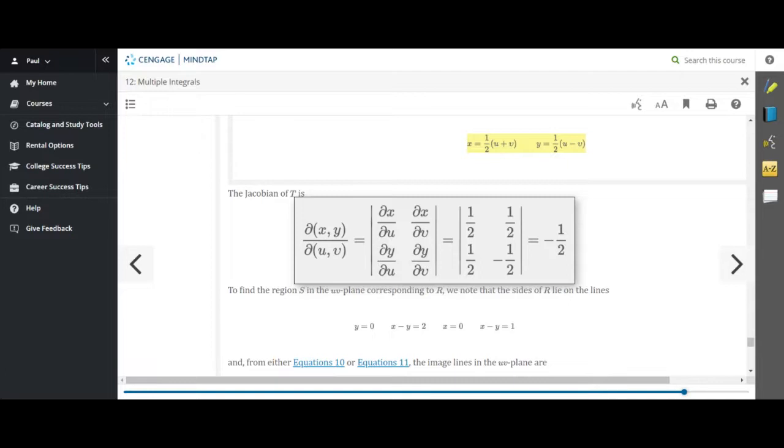So based on what x and y are, all the entries of the Jacobian are equal in magnitude. You have a half, a half on the first row, and a half, negative a half on the second row. You take the determinant of that.